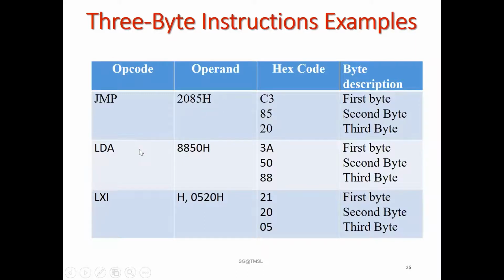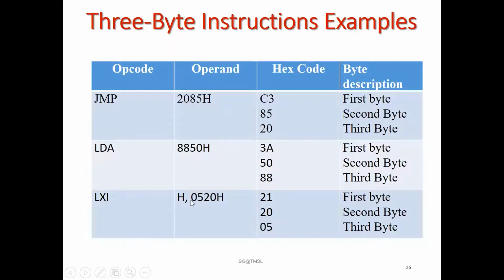In the same way, if an instruction like LDA or STA is written with 8850, the code of LDA is 3A. Then the lower 8-bit is processed first as 50, then the upper 8-bit as 88. If it is written as STA 0005, then the code of STA is 32. Then 0005 will be processed in reverse order: 05 first, then 00.